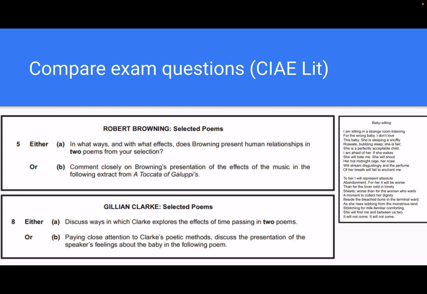I said I was going to put some exam questions up. So this is from a Cambridge International A-level examination in English literature. For the Browning, you get this question: in what ways and with what effects does Browning present human relationships in two poems from your selection? Now, this is quite clever from Cambridge, because they're allowing space here. The student's either going to make two distinct omniscient commentaries here.